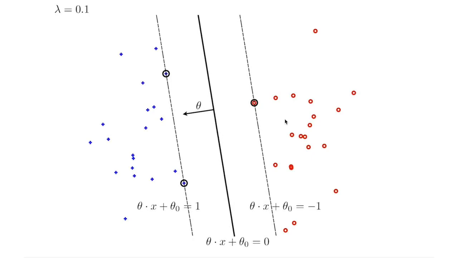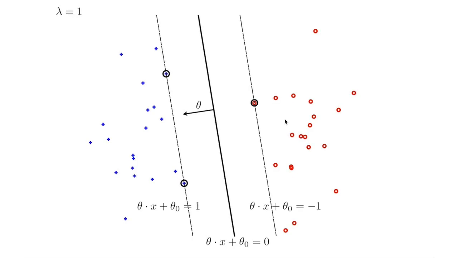So here I have a set of training examples. This is a linearly separable problem, and I start with the regularization parameter being small, 0.1, so I'm emphasizing correct classification of these examples. And the solution that I get is then that all the examples are on the correct side of the decision boundary. For example, this one here is on the correct side of the positive margin boundary.